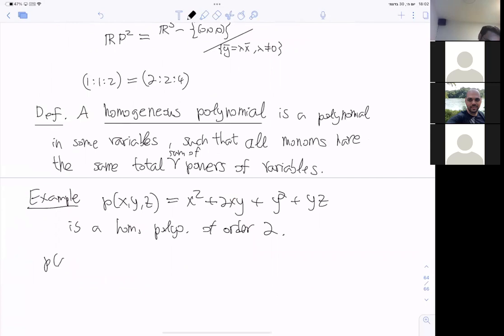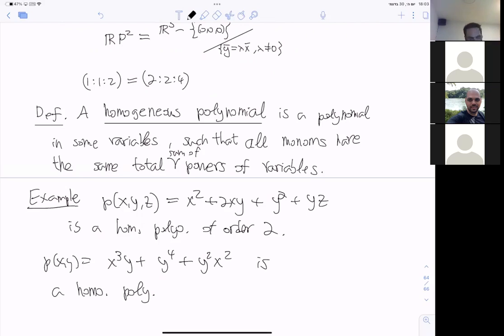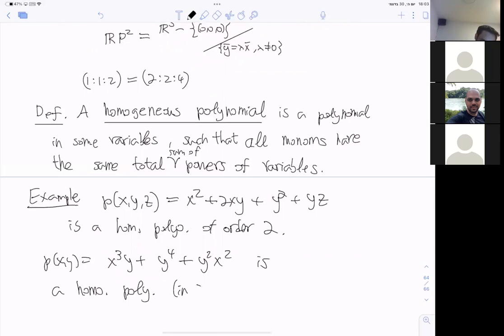But say P of x, y, I don't know, is a homogeneous polynomial in two variables of order 4. You see, the total power is always 4.